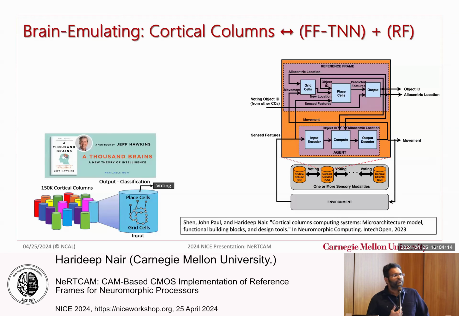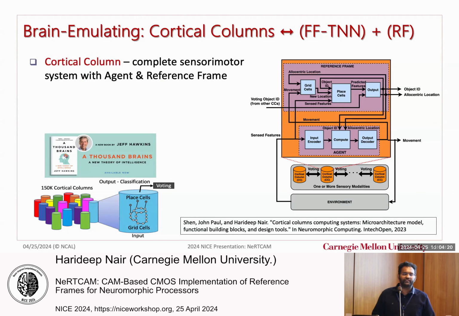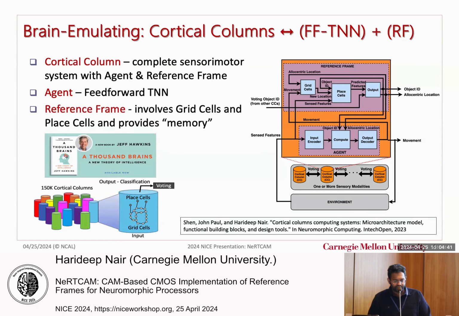So the basic fundamental unit of the neocortex that we focus on is a cortical column. And a cortical column is, in itself, a complete sensory motor modeling system that consists of two main components as we model it, agent and a reference frame. Agent can be built using simple feed-forward temporal neural networks, the type of SNNs that I alluded to in the previous slide. But reference frame is where it gets more interesting. It involves grid cells and place cells, and it provides a form of memory. And basically, the key component of this reference frame that holds a sensory map is the place cells.